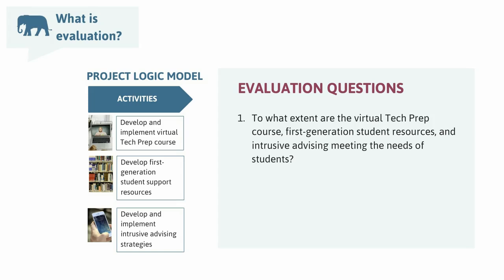So to make sure that the project is on track to make a difference for students, the question that I would focus on in the project's design and implementation, I'd ask, to what extent are the virtual tech program courses, the first generation student resources and intrusive advising, to what extent are these activities meeting the needs of the students, right? So do the students need this? Is there something else that they want help with and it's just not serving them?